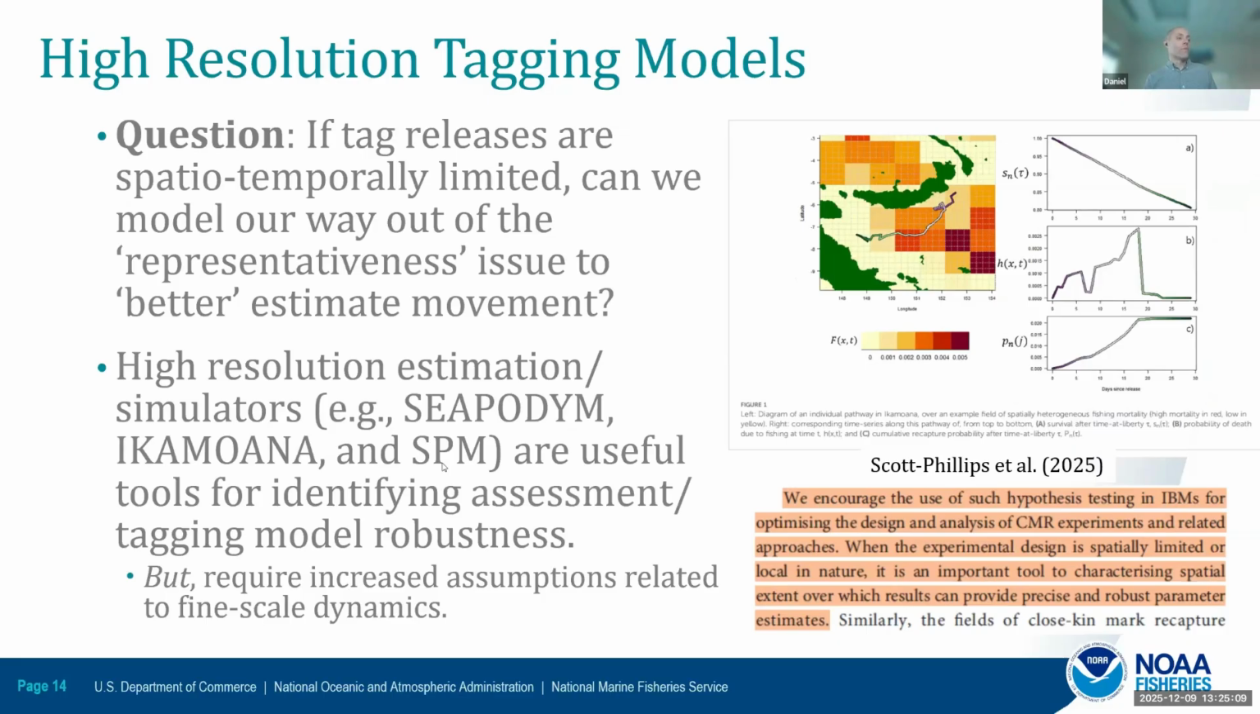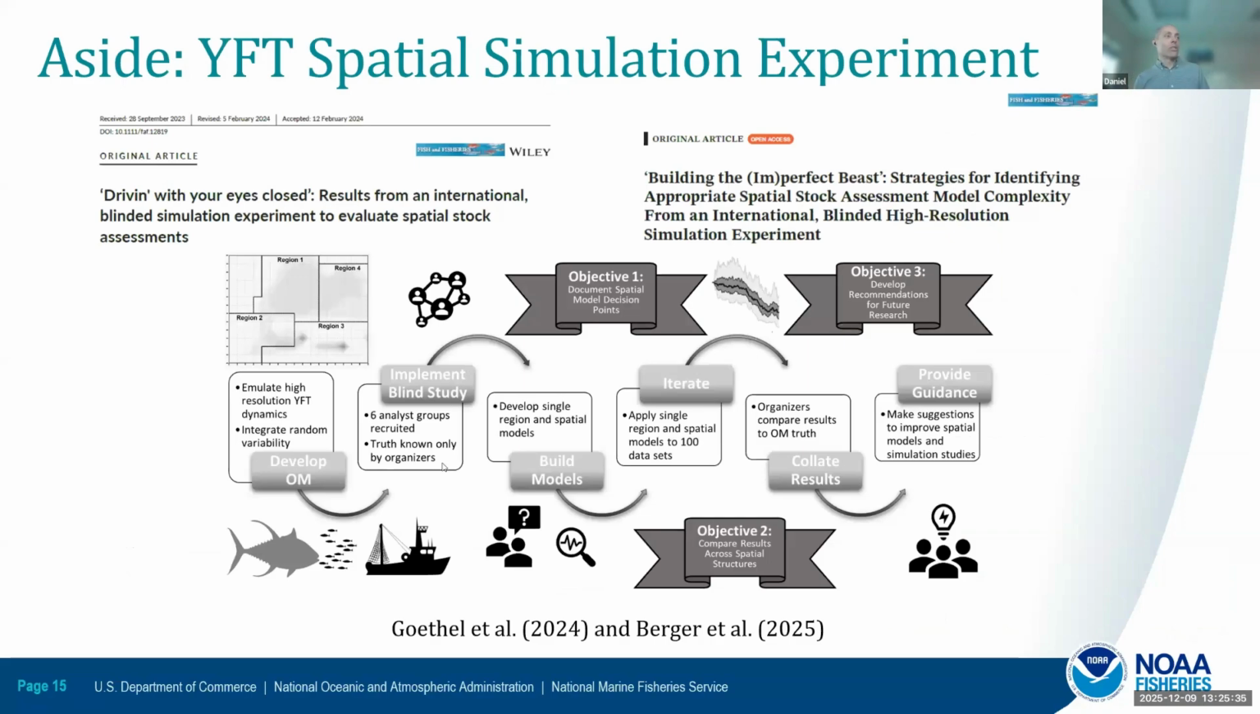Having said that, I do think they're really useful in a number of ways, and I think we should be using them more for some simulation experiments to test some different more aggregated assessments to see how well they perform. But obviously, we heard this morning there's a lot of different ways to use these models, so it's really an interesting avenue. And I will quickly take a time to give a shout out to this yellowfin tuna simulation experiment that we did back in 2023.